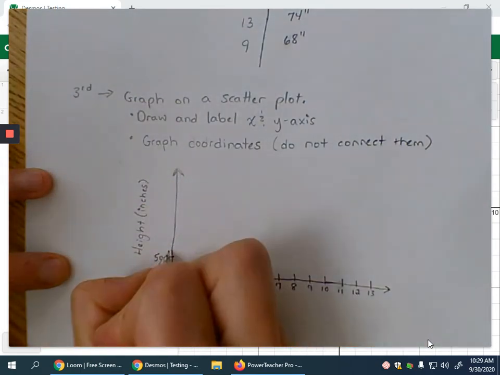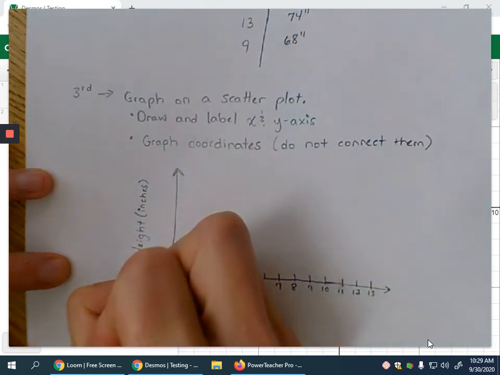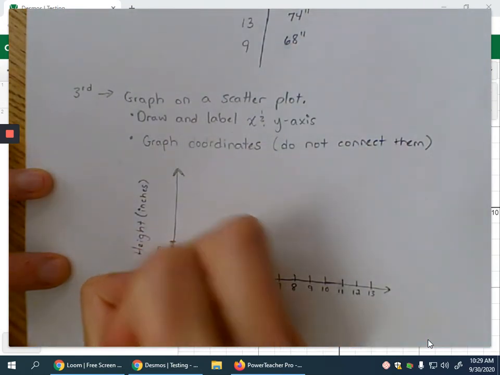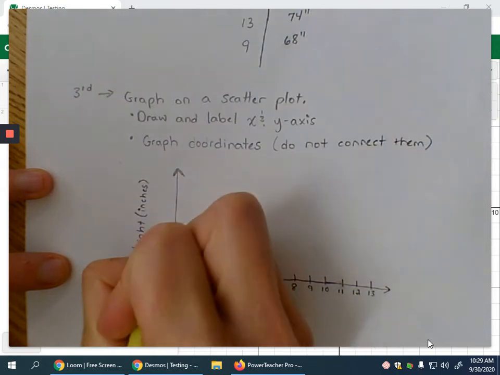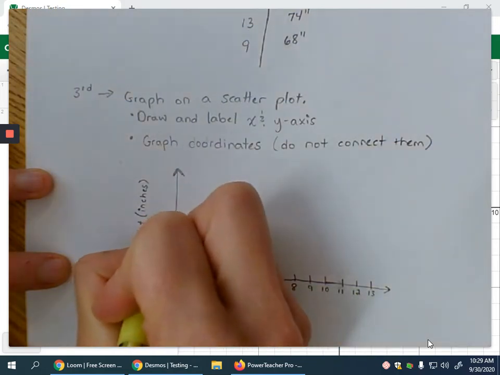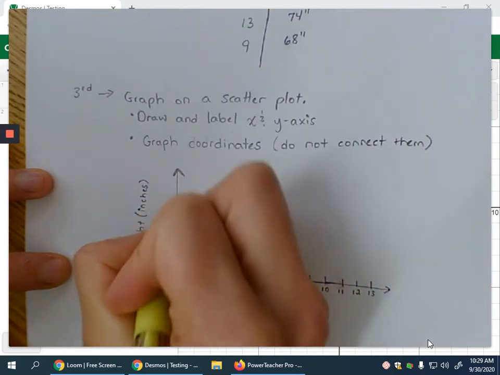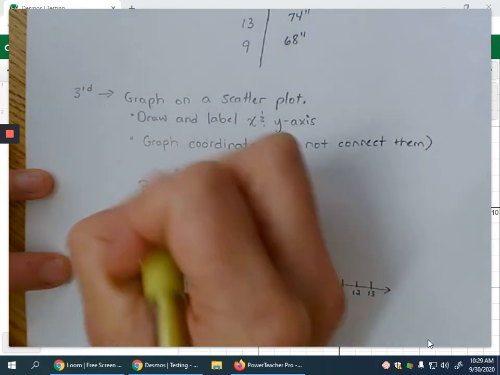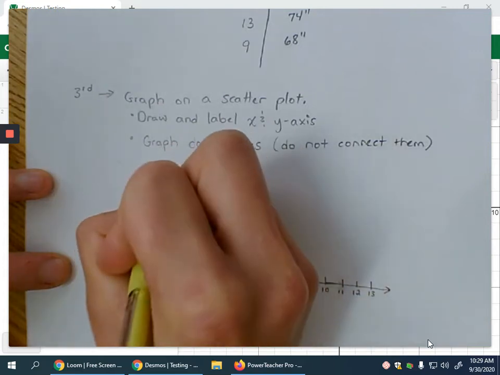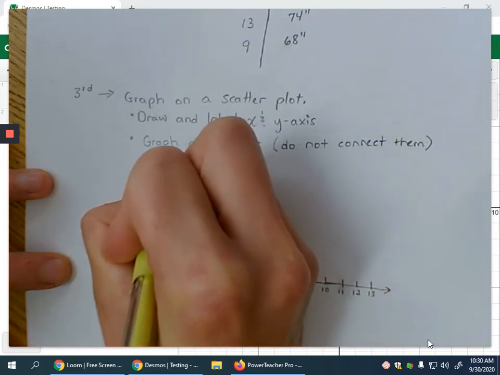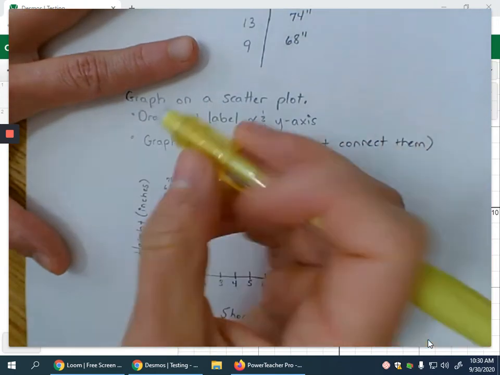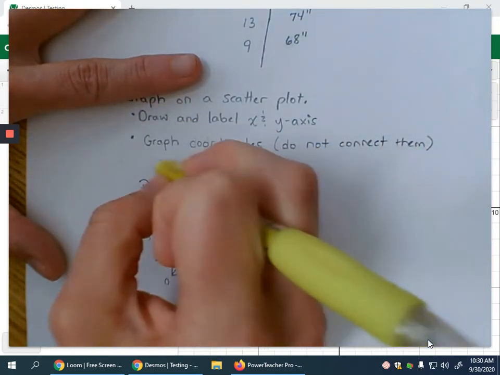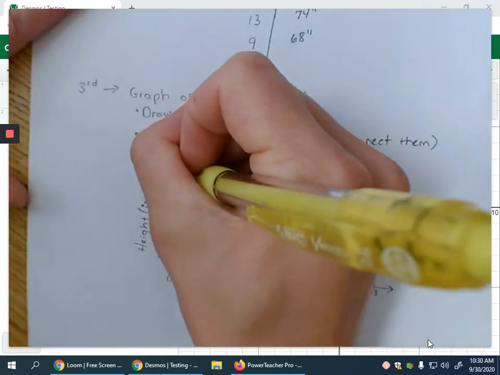So that would be 52, 56, 62, 64, I might have to extend this one too, 68, 70, yep, I just didn't leave myself quite enough room, so if you need to extend yours, just extend it, not a problem. Sometimes we try to plan it out, but then we didn't quite plan it out well enough, all right?